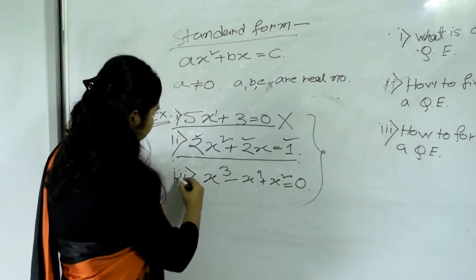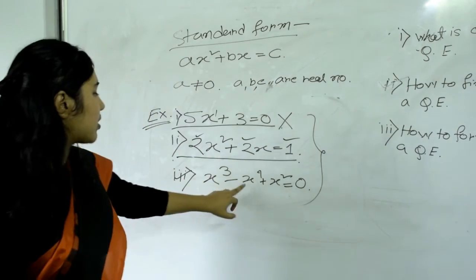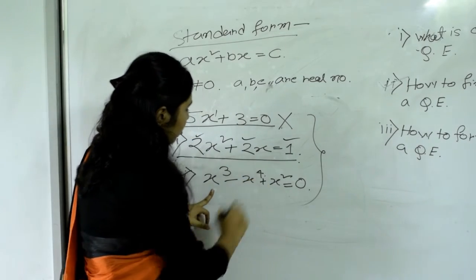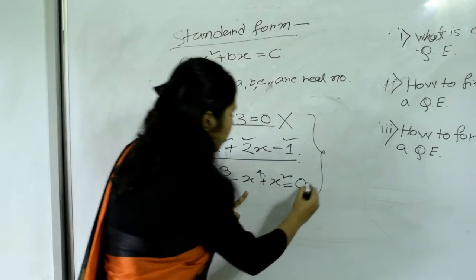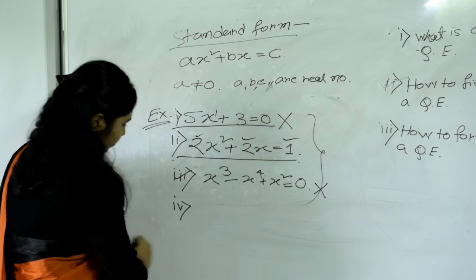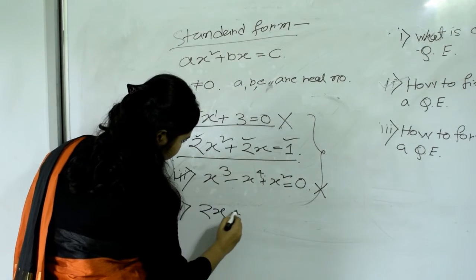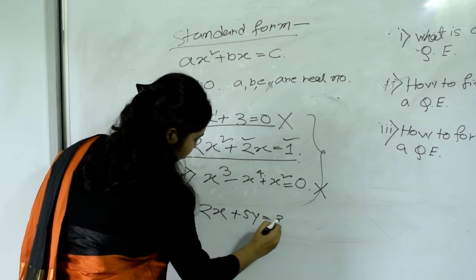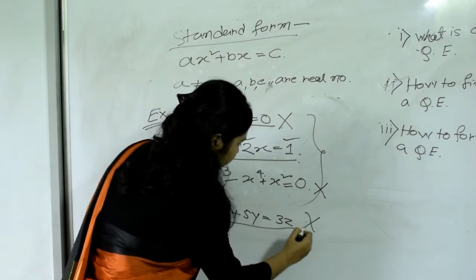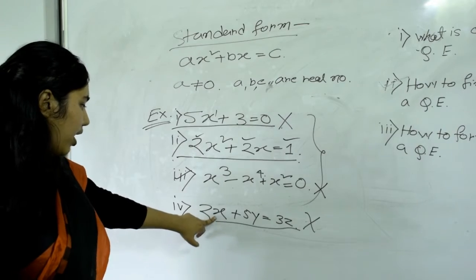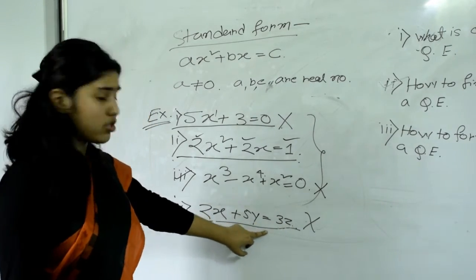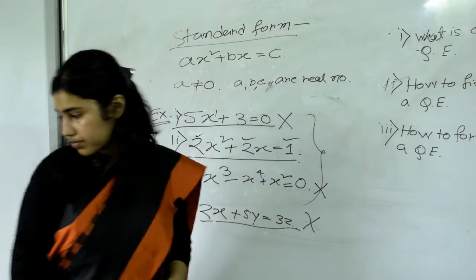Next, come to your third equation. Here, the highest power of x is 4. So, this is not a quadratic equation. And also, if I consider 2x plus 5y equals to 3z, this is also not a quadratic equation because here we have three variables, x, y, z. So, this is not a quadratic equation.